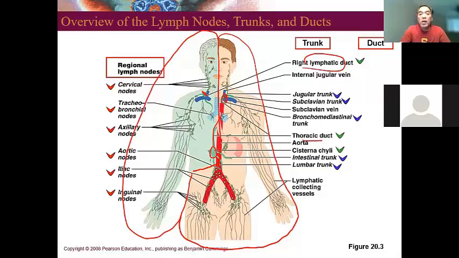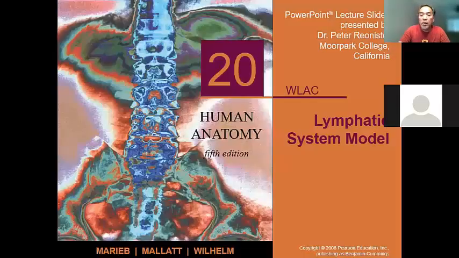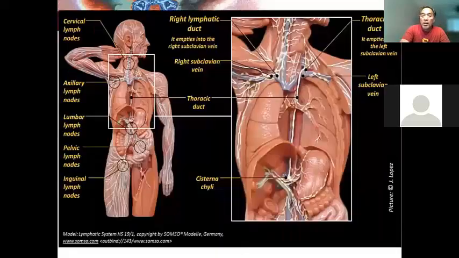Okay, so these are your anatomical structures that we're studying in the lymphatic system. We identify the lymph nodes, we identify the trunks, and then we identify the ducts. Okay, so that's a simple anatomy of the lymphatic system. Now we're going to take a look at the lymphatic models. Again, that's the reason why it's actually very simple.